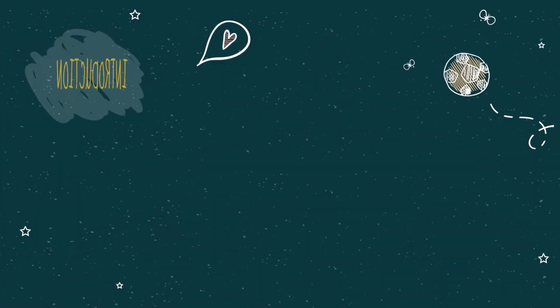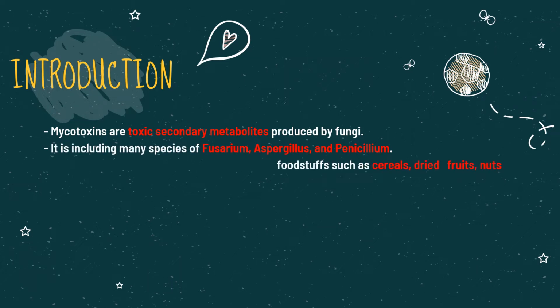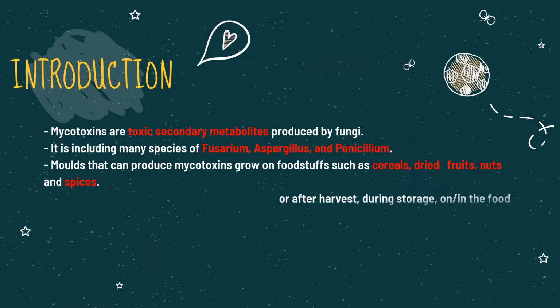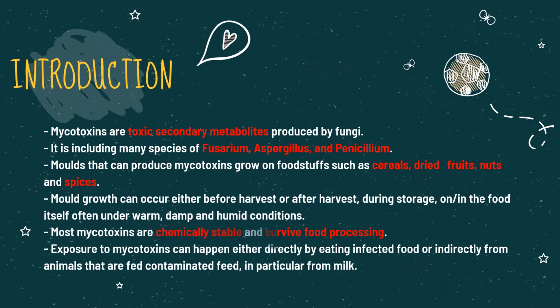For the introduction, mycotoxins are toxic secondary metabolites produced by fungi. These compounds have different chemical structures. They include many species of Fusarium, Aspergillus, and Penicillium. Molds that can produce mycotoxin grow on numerous foodstuffs such as cereals, dry fruits, nuts, and spices. Mold growth can occur either before harvest or after harvest, during storage, on or in the food itself, often under warm, damp, and humid conditions.